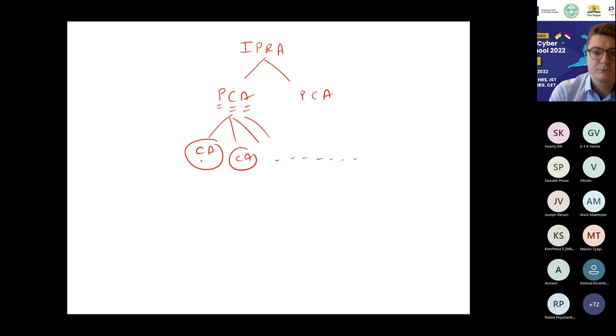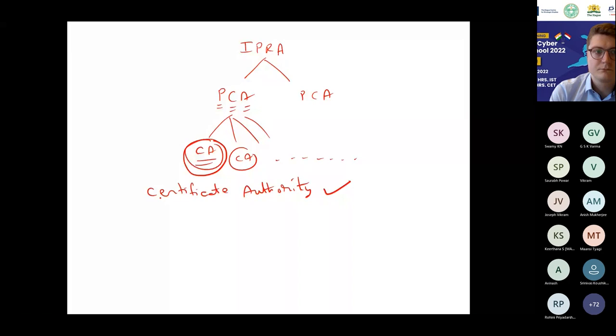So what is the CA? CA is a Certificate Authority. It means a person has to go to a nearby certificate authority and get a certificate. What does the certificate consist of? It is nothing but a public key and a private key. These two keys will be there.